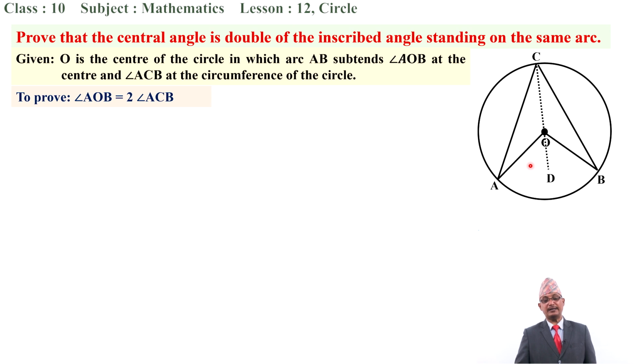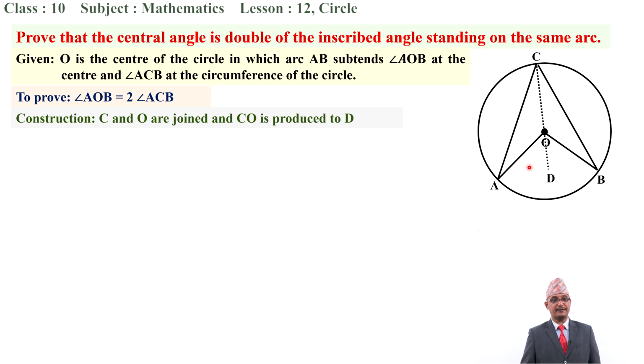The question is, why have we done this type of construction? Firstly, we write the construction, then we discuss what we have done. C and O are joined, then this CO is produced to D. After this construction, AOC is a triangle, and in triangle AOC, side CO is produced to D. You studied in the previous class that when a side of a triangle is produced, we get an exterior angle. An exterior angle equals the sum of the opposite two interior angles.